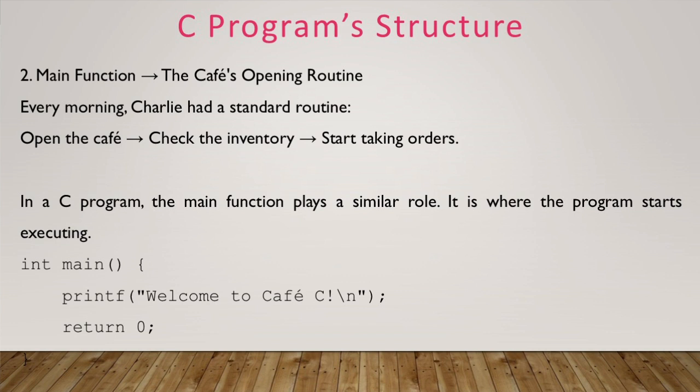He opens the cafe. He checks the inventory: how much sugar is there, how much milk is there, and so on. Then he starts taking orders. Similarly, a C program has a main function, and the main function plays a similar role. The program starts execution at int main or void main, whatever you write. That is the starting point of the program.